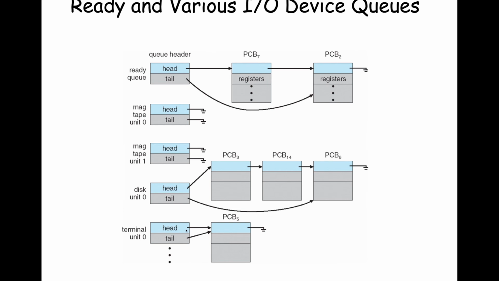Likewise, terminal unit 0 is being waited on by process 5. So we have a bunch of processes, and these processes, when they exist in a device queue, that means these processes are waiting for I/O from these particular devices, and it's one queue per device.